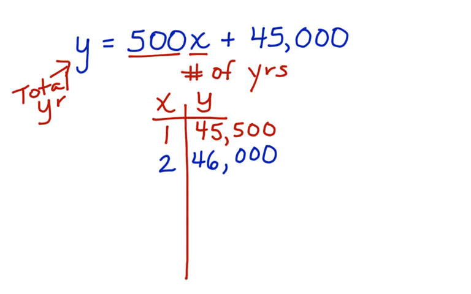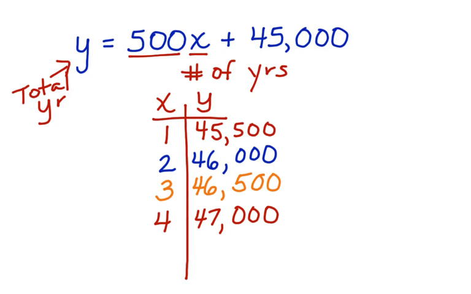$46,000. If she worked 3 years, then she would make $46,500. And if she worked 4 years, then she would make $47,000. Can you predict how much she would make after 8 years? If we look at the values of Y, you can see that there's an increase of $500 for every year that Farah worked.